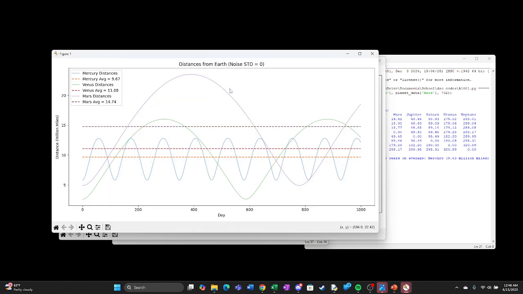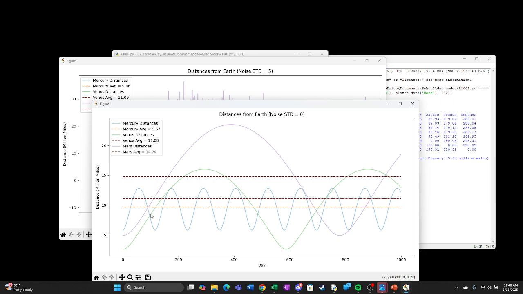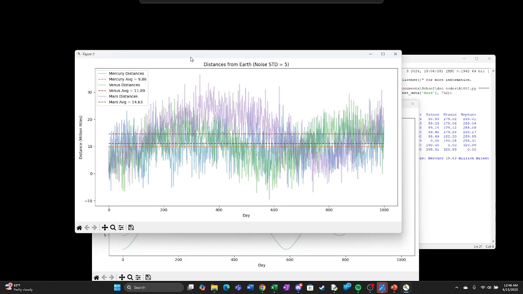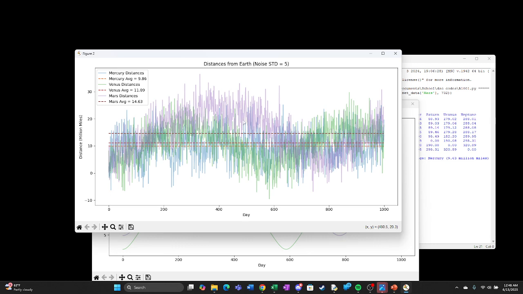So it's finished running. Here's our non-noisy one. As we can clearly see, there's a very clear pattern. The planets get closer and further away as they orbit at different wavelengths, I guess, different intervals based on their year. And here's the averages printed on here. And then here's the noisy one. The pattern is still visible as Mars is the largest, and Mercury you can kind of see as the much shorter oscillations.